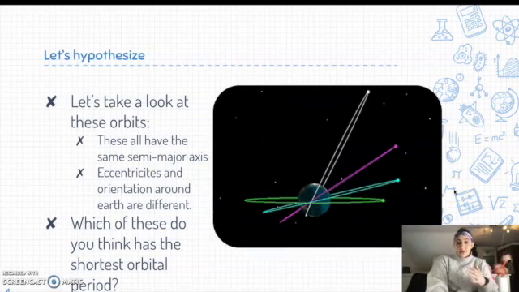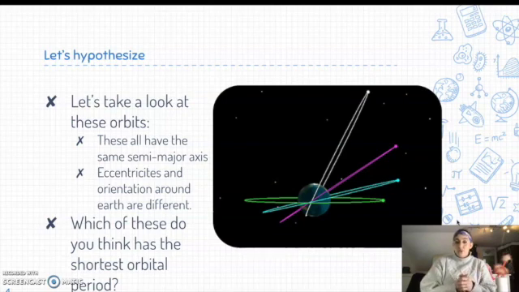So these orbits all have the same semi-major axis. That's a word you were introduced to in the last lesson. But the eccentricities and orientation around the Earth are all different. So looking at these, which one do we think has the shortest period?